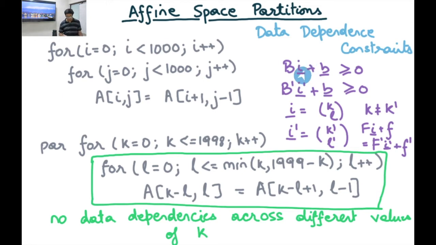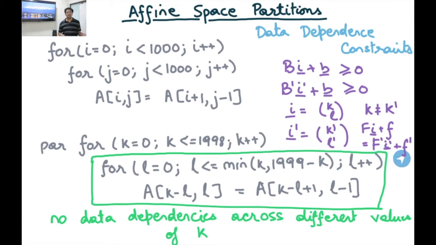such that Bi plus b is greater than or equal to 0, and B prime I prime plus b prime is greater than or equal to 0. In other words, both of these values belong to the iteration space. Notice that I'm using I equals k l and I prime equals k prime l prime. And Fi plus small f is equal to F prime I prime plus small f prime.